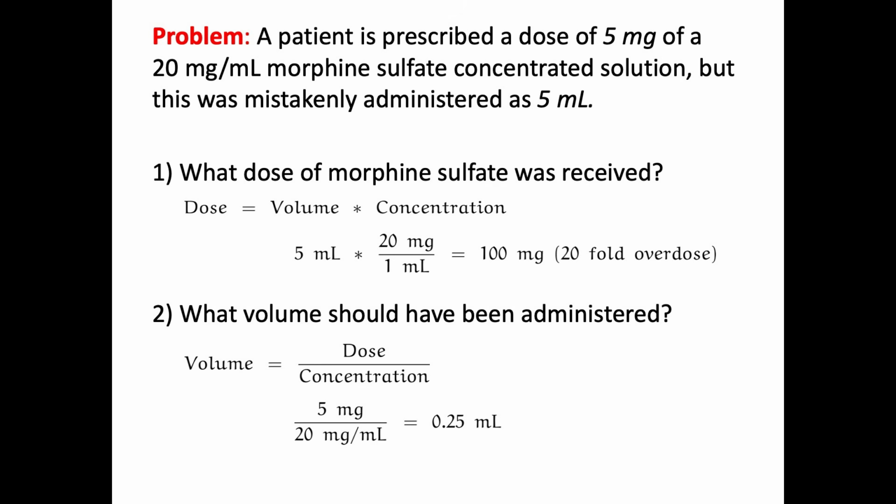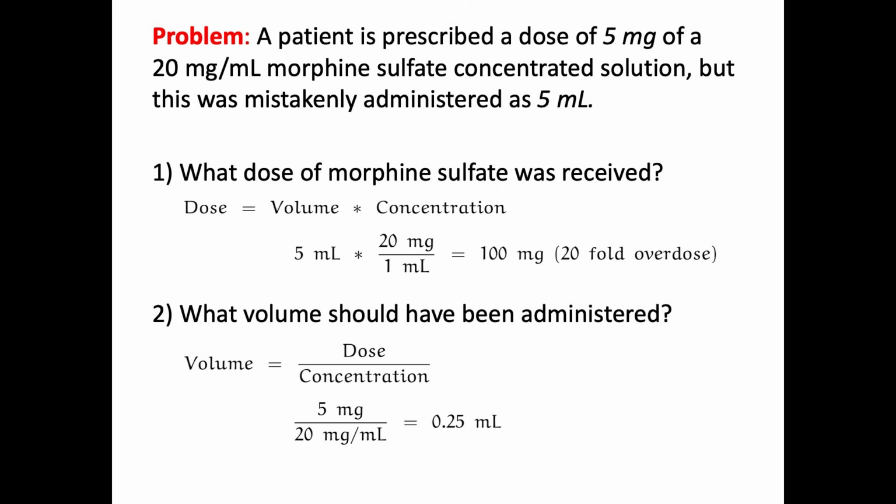So we use the formula from the previous slide, one of the versions of the concentration formula that we'll learn, that dose is equal to volume times concentration. We know the volume was 5 milliliters. So we multiply that by the concentration of 20 milligrams per milliliter, so that milliliters cancel. 5 times 20 is 100 milligrams. So what they received was 100 milligrams. I'll remind you what they wanted was 5 milligrams. If you take 100 divided by 5, that shows it's a 20-fold overdose. They got 20 times the amount that was intended.